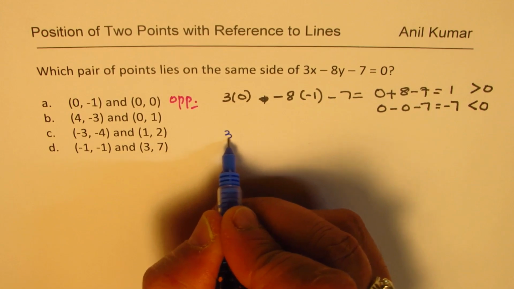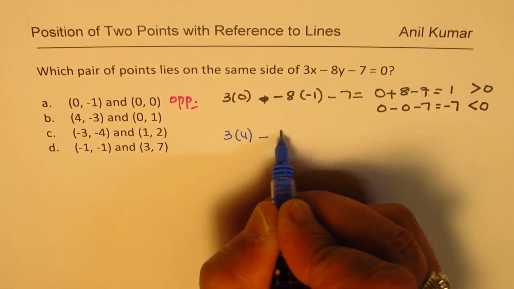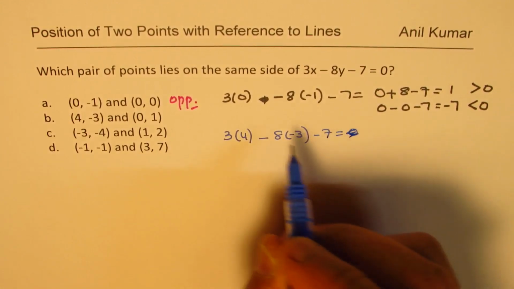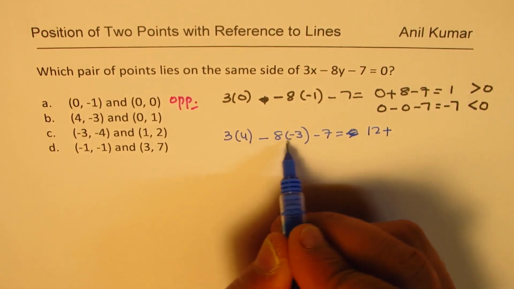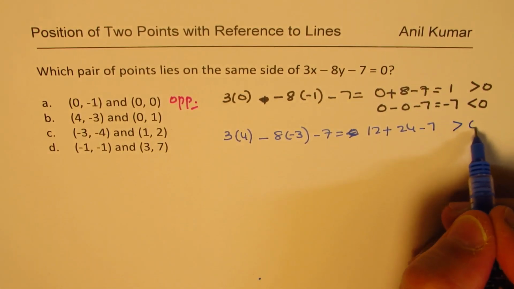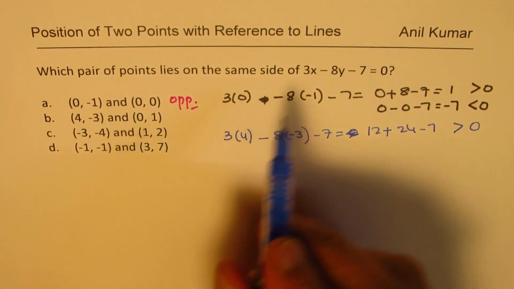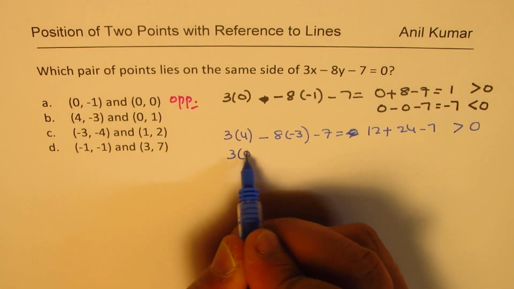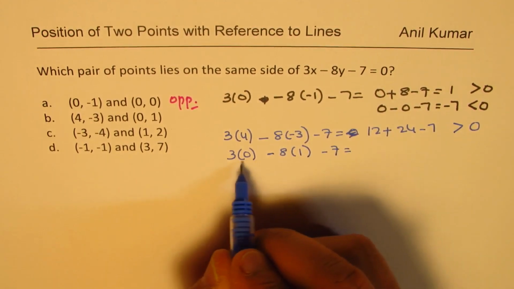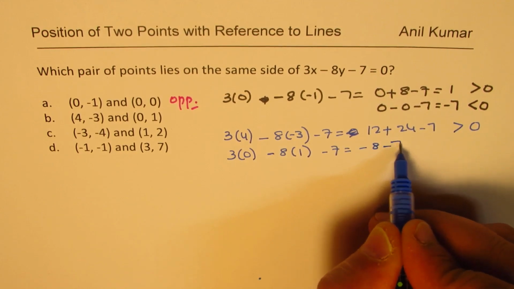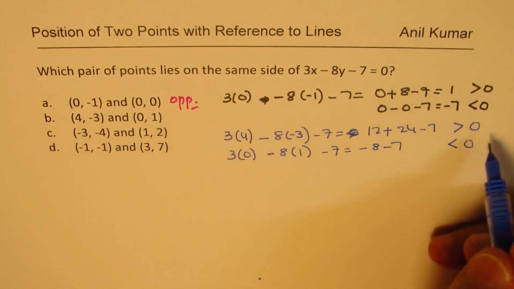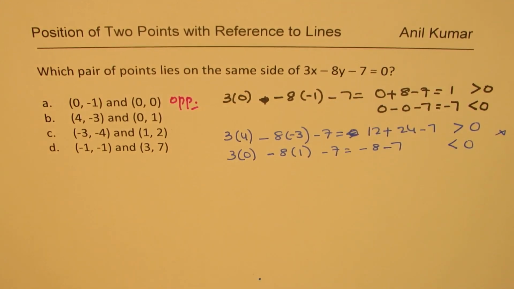So if I substitute 4 here, I get 3 times 4 minus 8 times minus 3 minus 7 equals to what? Well, it is 12 plus 24 minus 7. So definitely this is greater than 0, right? The other value is 0 and 1. So if I substitute 0 here, we get 0 minus 8 times 1 minus 7. So that gives you minus 8 and minus 7. Definitely this is negative, less than 0. So this is also not working for us, correct?